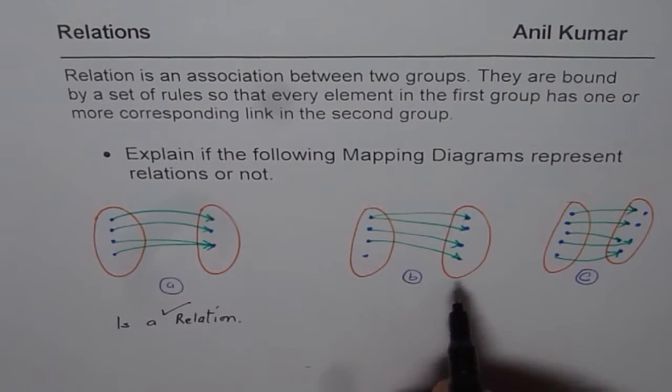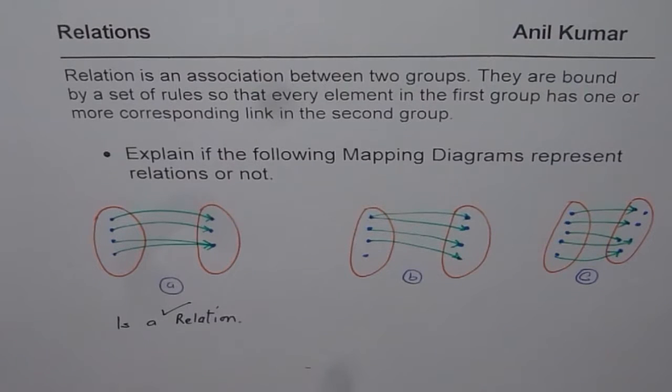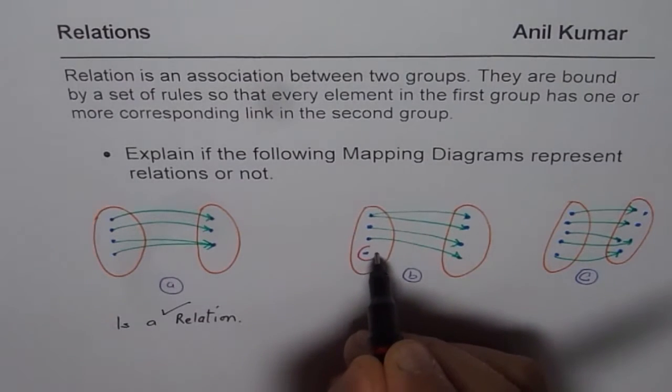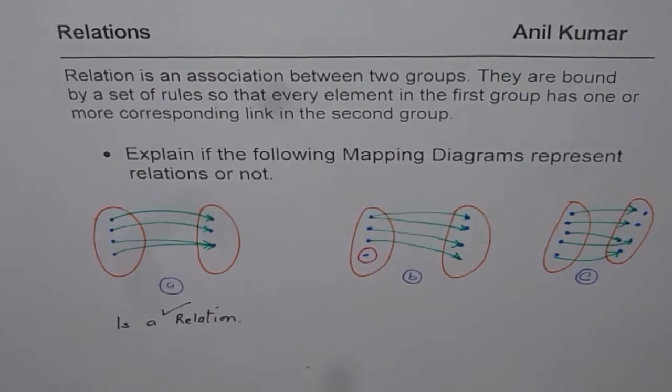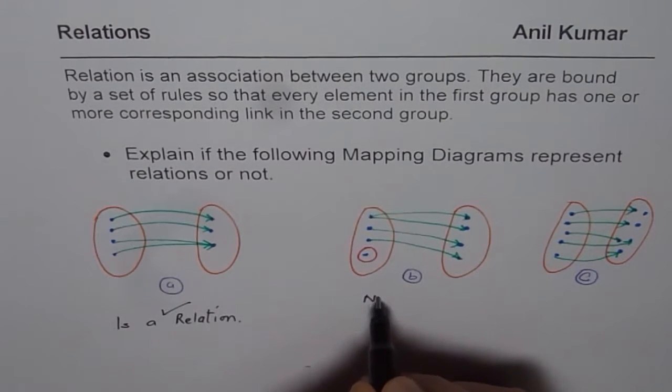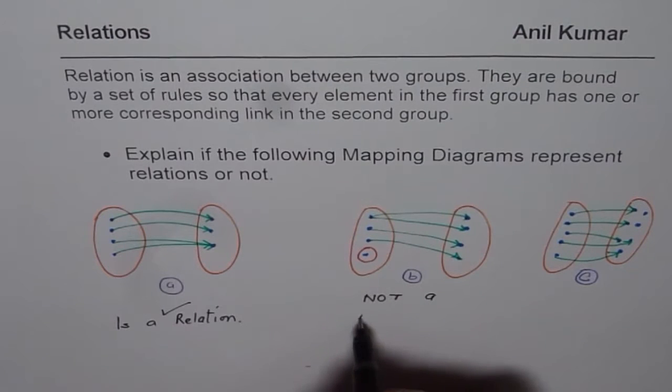Now let's investigate part B. In part B, you will notice that there is one element which is shown here, which is not associated with any element in the second group, and therefore this one is not a relation. You get the point. This is not a relation.